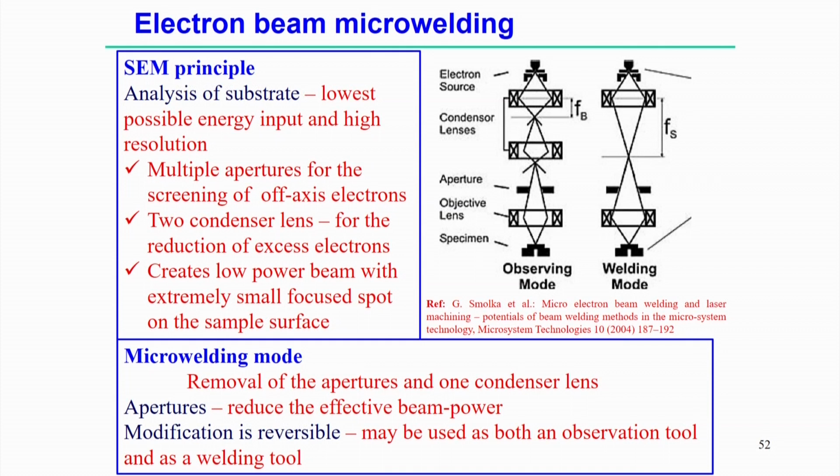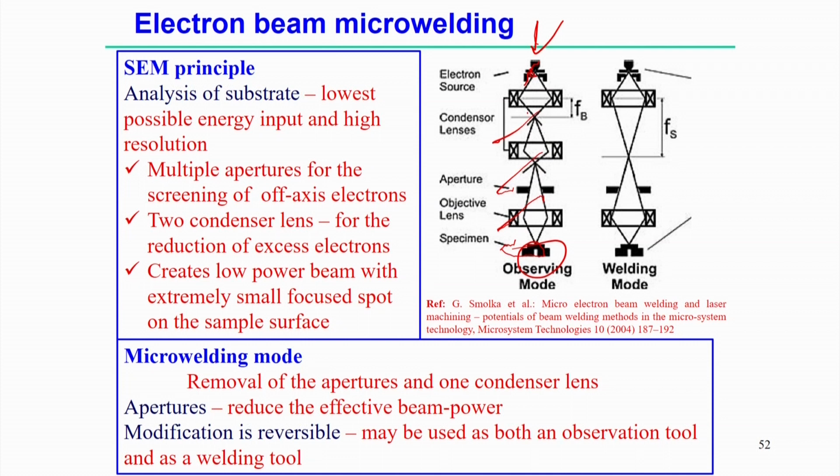Basically, the purpose of the scanning electron microscope, where of course the source is the electron, is to produce the lowest possible energy input but with high resolution. That is the basic principle of the scanning electron microscope. The basic optical structure is like this: the electron source is there, then the condenser lens and aperture, the objective lens, and then the specimen we observe. That is the typical optics in a scanning electron microscope.